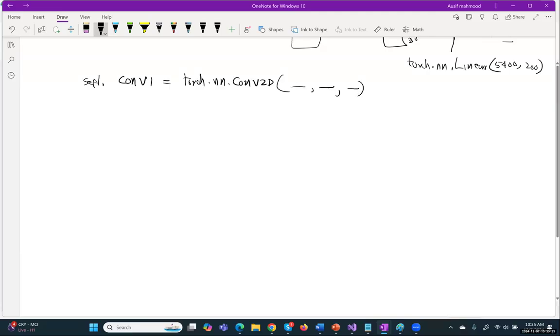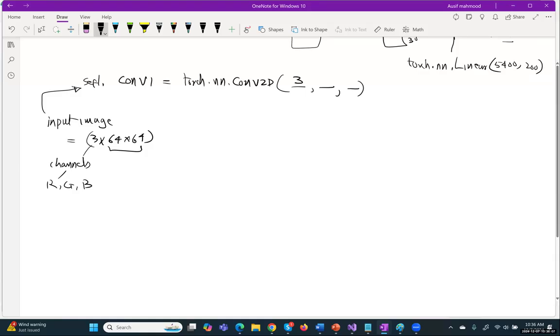Let's pick the example. Let's say the input image is 3 by 64 by 64. 3 is the number of channels. Remember, red is 1 channel, green is another channel, blue is another channel. So I'm assuming in this example that this is a color image, right? And the size of the image is 64 by 64. If this image is passed to the first convolution layer, what should be the first number over here? 3, because it's a color image.